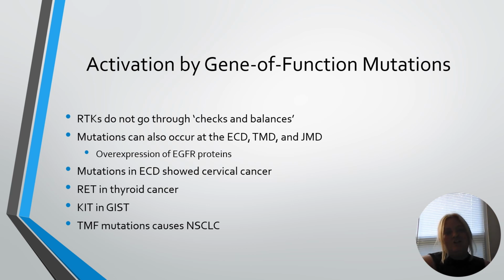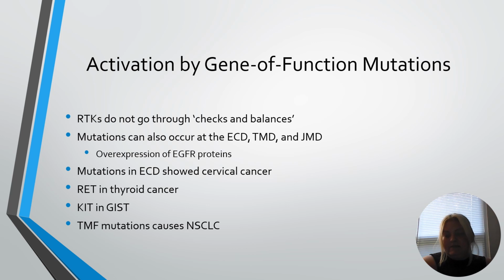So activation by gain-of-function mutation is the first one from the previous slide. When RTKs lead to downstream signal transduction, it does not go through the checks and balances that it typically would go through. This may cause driver mutations, which interfere with cell proliferation. The three other areas that occur are the extracellular domain, ECD, the transmembrane domain, TMD, and the juxtamembrane domain, JMD. Mutations can lead to the overexpression of EGFR proteins that produce phosphorylation.